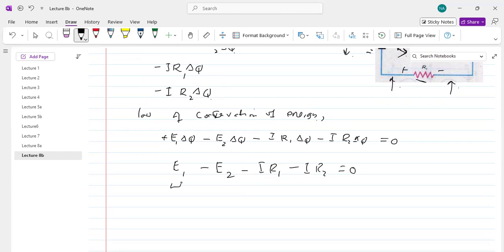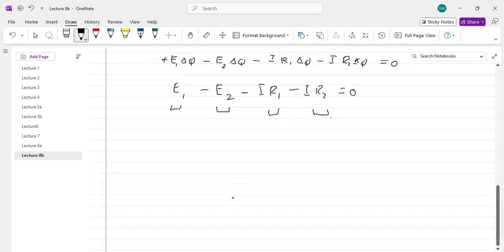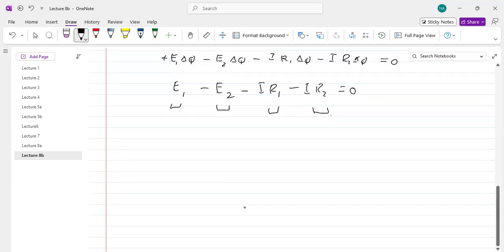But what is this? This is a voltage change. This is also a voltage change. This is also a voltage change. This is also a voltage change. Or you can look at it as a potential difference. And here we see that the sum of all the potential differences in a closed circuit is equal to 0. So this is what is called Kirchhoff's second rule. Kirchhoff's second rule is also a manifestation of the law of conservation of energy.